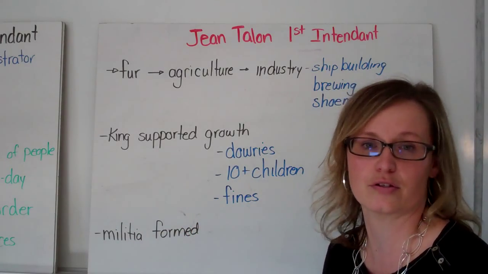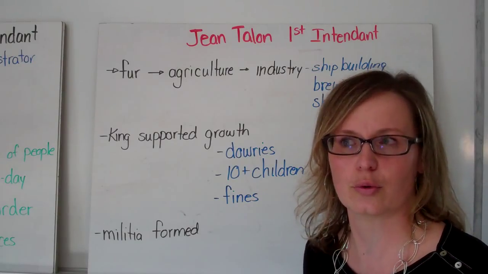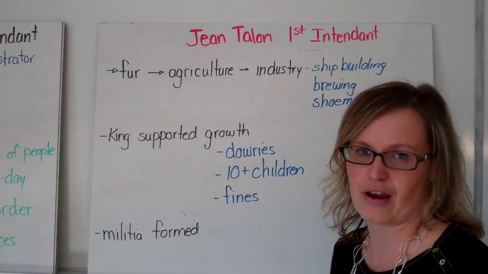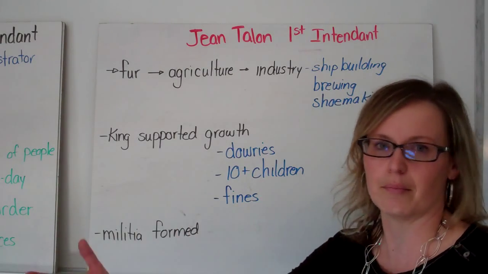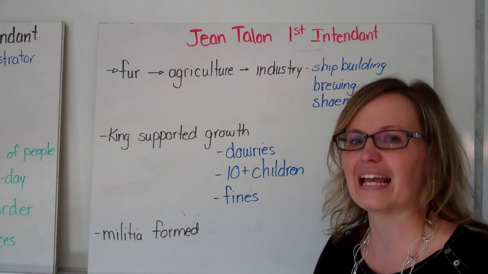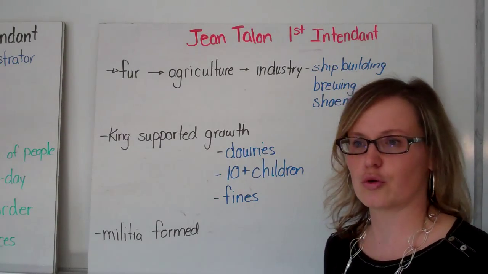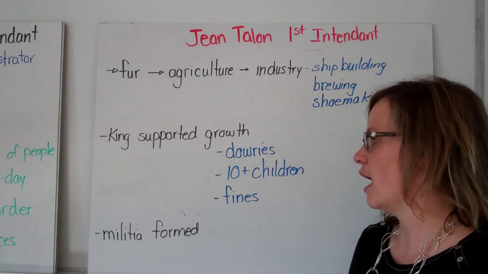And the king supported this growth. He liked the idea that he could have an extension of his country across the ocean. So he gave large dowries to families that were going over. If you had 10 or more children, you got money and benefits. If you had children of marrying age, remember you could marry as young as 14, and they weren't married, you were fined. So there was this big encouragement to get people over there, get them to have large families, and get them working on the land.